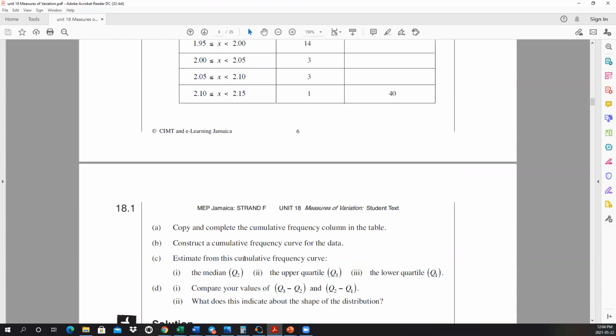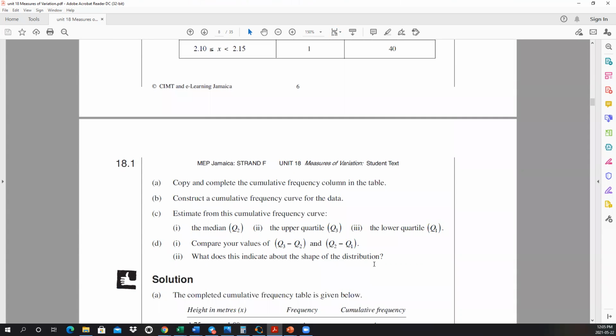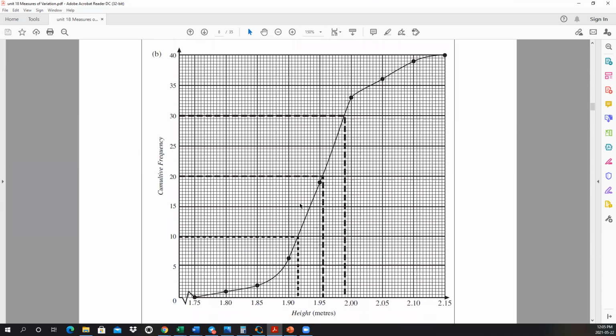And then estimate from this cumulative frequency curve the median, the upper quartile, and the lower quartile, and compare your values of this and this. So this is your upper quartile, subtract your median, and then this is your median minus your lower quartile, right? So note this, this is very important, that Q2 is your median, which is in the middle, and your upper quartile is Q3, your lower quartile is Q1. So you do this now.